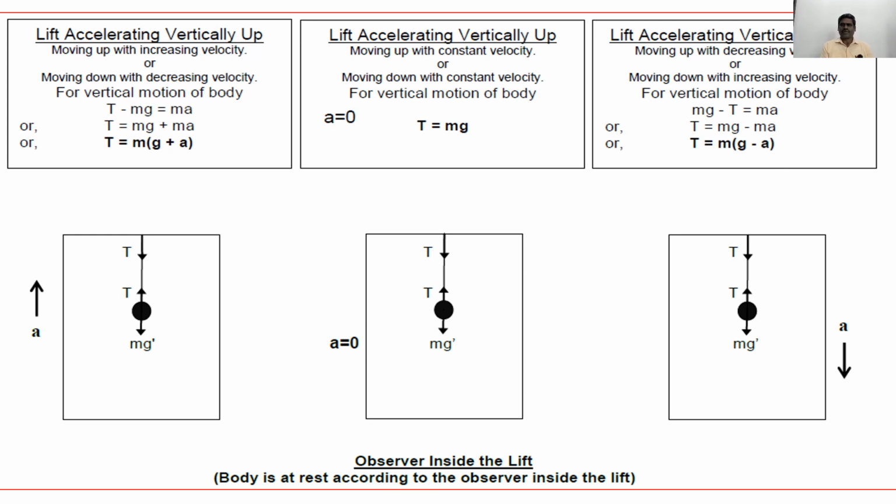Next, lift accelerating vertically downwards, moving up with decreasing velocity or moving down with increasing velocity. For vertical motion of the body, mg minus T equals ma, or T equals mg minus ma, or T equals m into (g minus a). It means the apparent weight or tension produced is less than the actual weight.